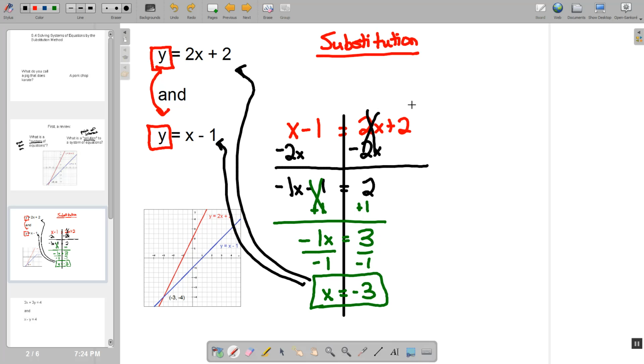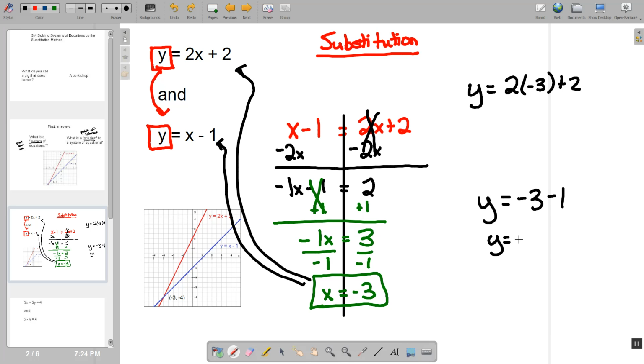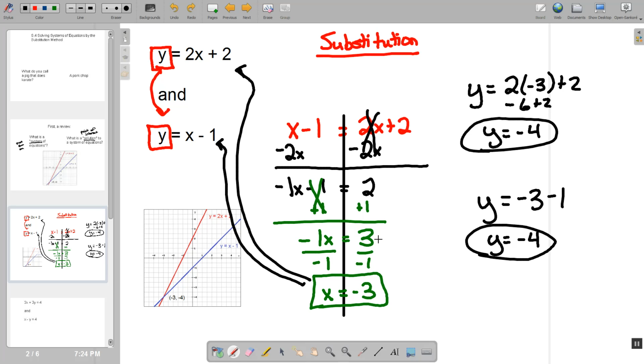So if I plug it into the top equation, I get y equals 2 times negative 3 plus 2, and if I plug it into the bottom equation, I get y equals negative 3 minus 1. So the bottom equation here is obviously y equals negative 4. And the top equation, I get negative 6 plus 2, which also is y equals negative 4. So I got the correct answer both ways. I then found that my ordered pair was the same as what I had before.